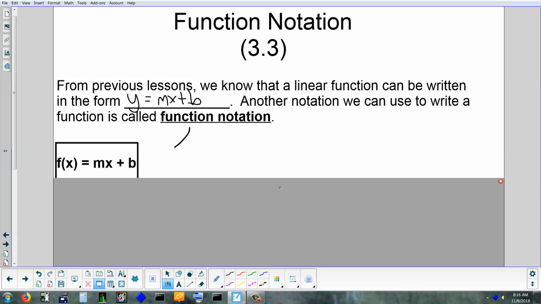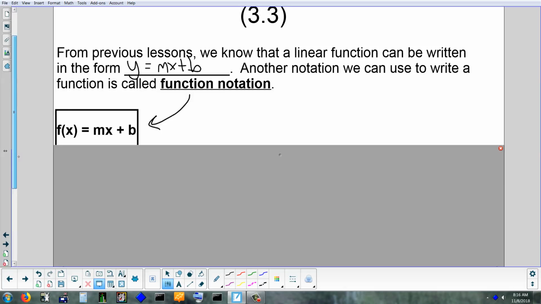All right? So this is function notation. I don't know if on your notes you want to draw an arrow down, but this little f of x in parentheses equals mx plus b. This means pretty much, and you'll see in a second, this right here means the same as y equals mx plus b. I'm going to explain that to you guys in a second. This is just function notation. It's just a different way to write y equals mx plus b, but it means the same exact thing. All right?